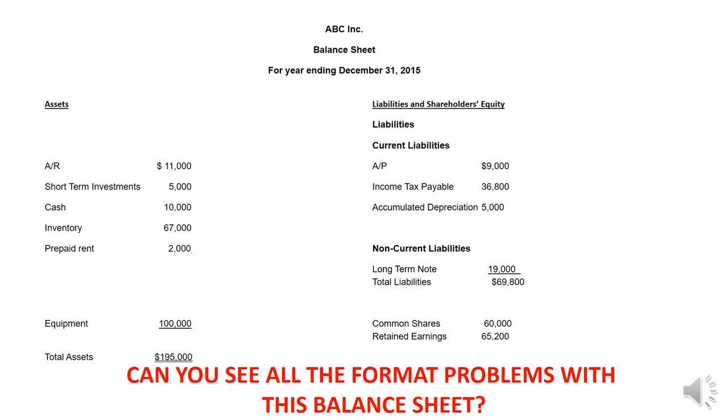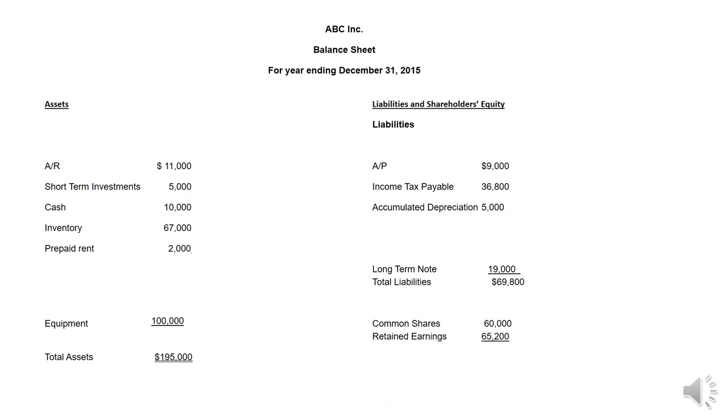Hopefully you took some time to look at this to see where you see some problems. Some are obvious, some not so much. So let's take a look here. So number one, the date is wrong, so it's not for a year ending. It's at a point in time, so as at December 31st, or you can just say December 31st. You don't need the "as at" part. So that's one problem.